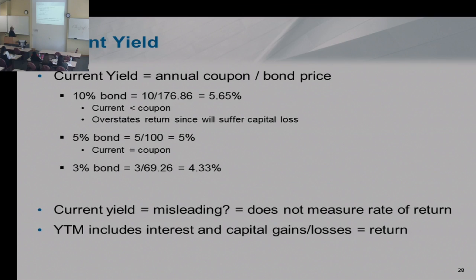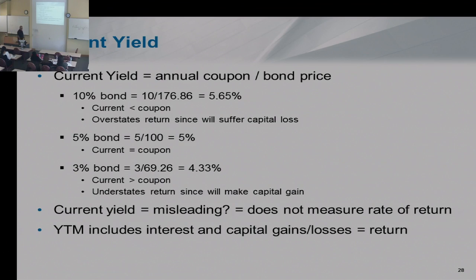Where the current yield is equal to the coupon, that's fine. And for the 3% bond, the current yield, which is this number, 4.33, is greater than the coupon. Because the bond is selling at a discount, you're going to make a capital gain, and that's not calculated as part of the current yield. So the current yield doesn't take into account capital gains or losses.